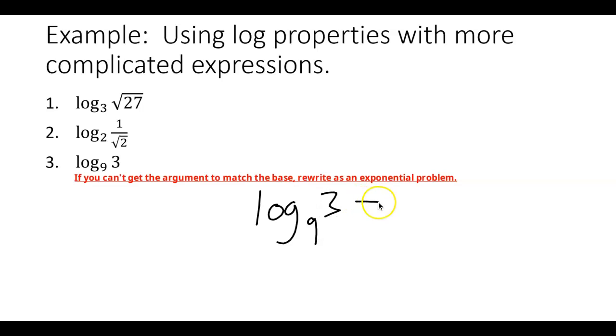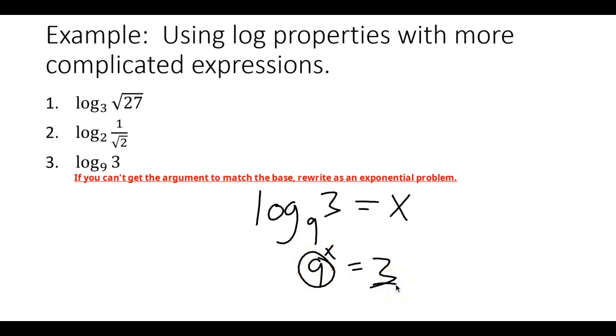And so what I'm going to do is I'm going to say, okay, this equals x. And now I'm going to change it to an exponential function. 9 to the x power equals 3. Okay, now we're going to solve this in pretty much the same way that we did Unit 8. We're going to make the bases match.